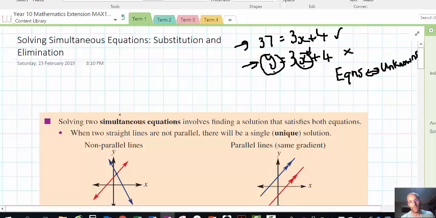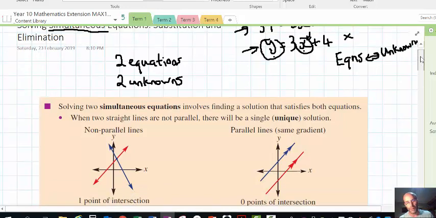Okay, so we need two equations, and if we have two equations and we have two unknowns of the same type, the same two unknowns like x and y, or a and b, we can solve them together at the same time, and that's called simultaneously.